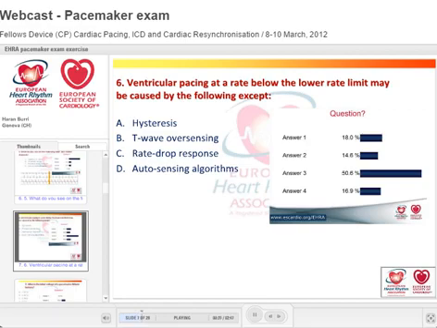So obviously hysteresis, 18% of you thought that hysteresis would not give you a slower rate. Well, that's the aim of hysteresis. If you program a lower rate at say 60 beats per minute, and you have a hysteresis at 50 beats per minute, it will allow the rate to come down to 50 beats per minute. Okay?